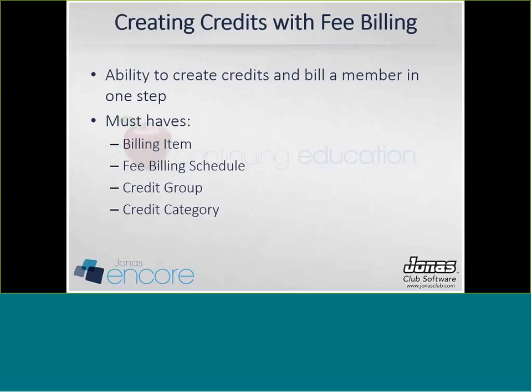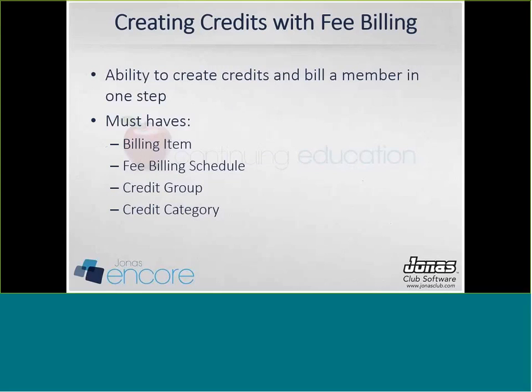So they need to bill their members for X amount of dollars, but then we also want them to have credits on their account to spend. So we can achieve this by automatically creating credits when we bill out that prepaid minimum. So if it's a $100 prepaid minimum, we'd create $100 worth of credit at the same time. Now, the credit amount does not have to be the same as the fee billing amount, and we'll get to that. Must-haves to proceed with this are a billing item.